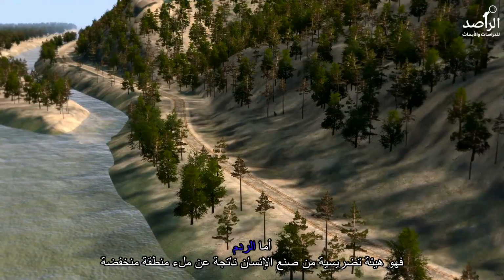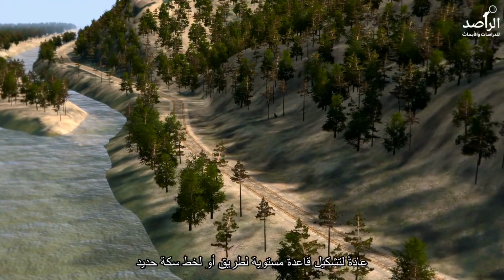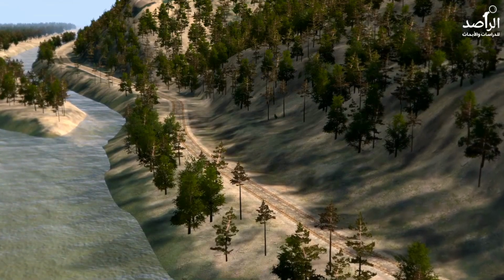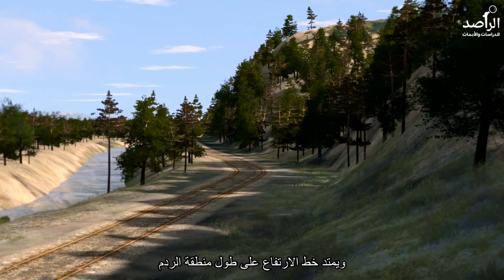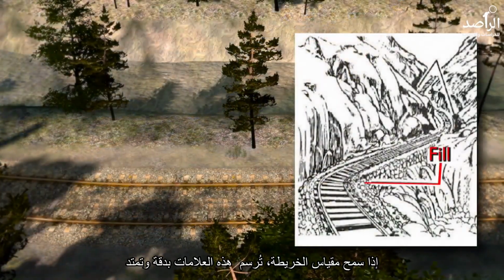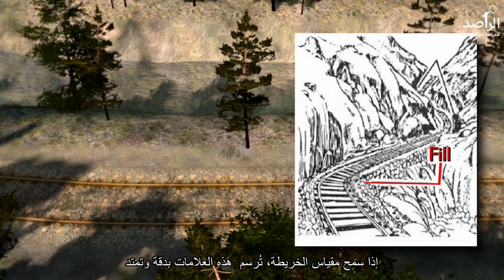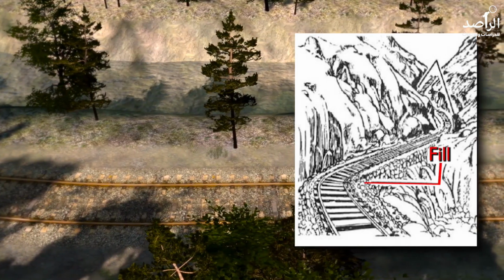A fill is a man-made feature resulting from filling a low area, usually to form a level bed for a road or railroad track. This contour line extends the length of the filled area and has tick marks that point toward low ground. If the map scale permits, the length of the fill tick marks are drawn to scale and extend from the baseline of the fill.